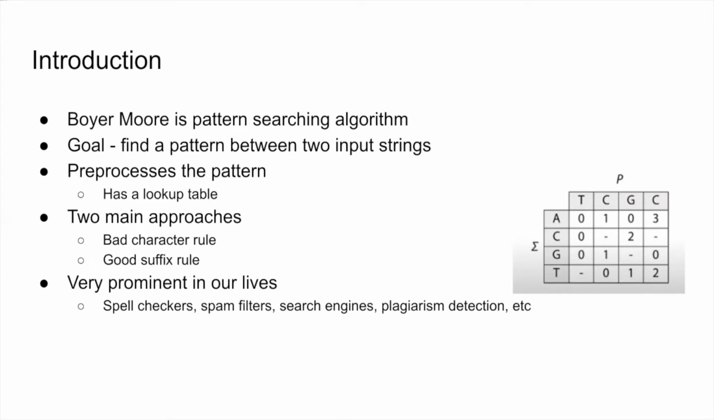index 0. The way the algorithm is able to find the pattern is through a combination of pre-processing the input strings, as well as the bad character rule and the good suffix rule, which we will take a deeper look at later in the presentation. This algorithm is very prominent in our lives. We use it when we're running spell checkers, spam filters, search engines, and even in plagiarism detection.